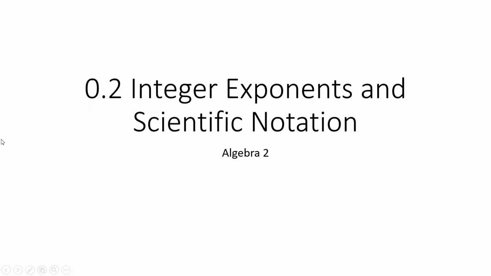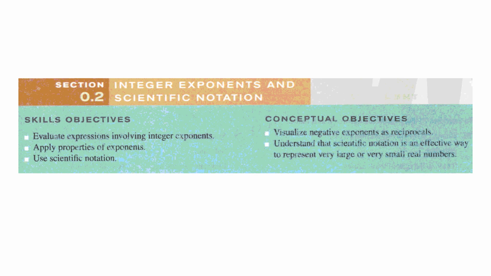All right, let's get started with 0.2 integer exponents and scientific notation. So what are we up to? We're going to evaluate expressions involving integer exponents, things like that. We're going to apply properties of exponents that might look like that. And then we're going to use scientific notation, which might look like that.